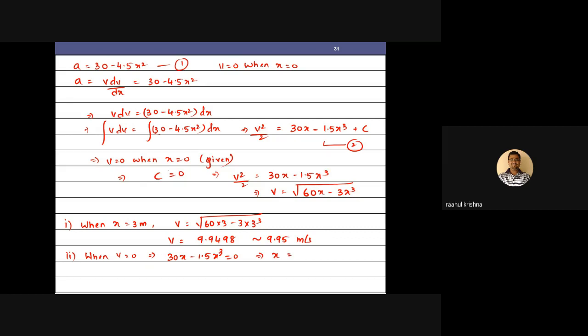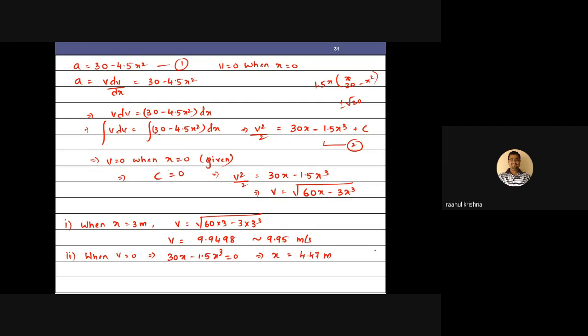I can take 1.5x common outside, so 1.5x multiplied by 20 minus x square. So it will be plus or minus the square root of 20. That comes out to be x equal to 4.47 meters. Here it can also be minus 4.47 meters, right?